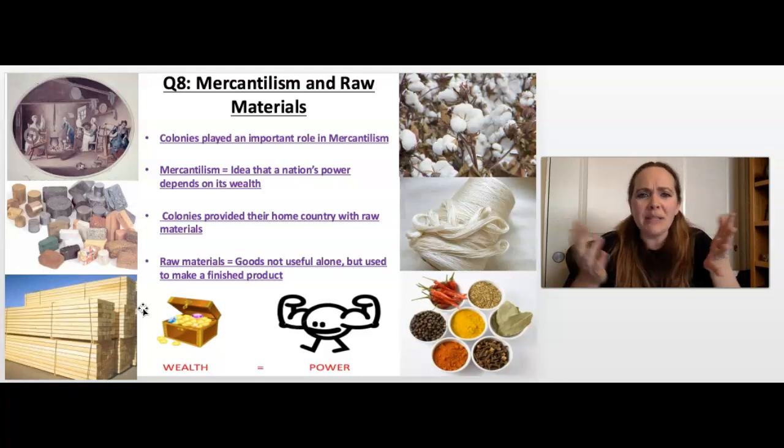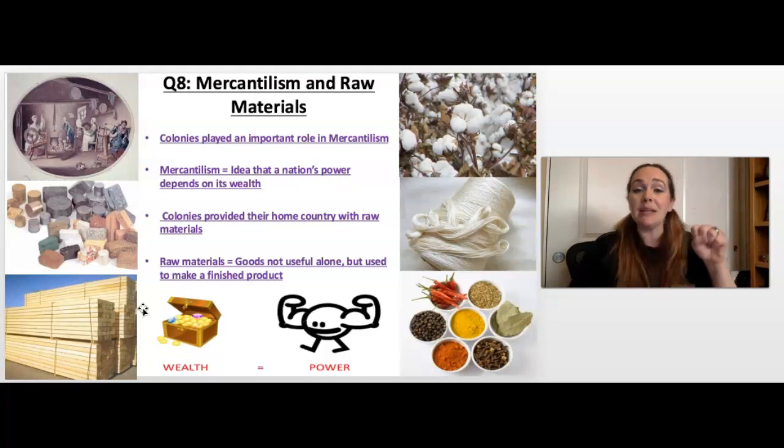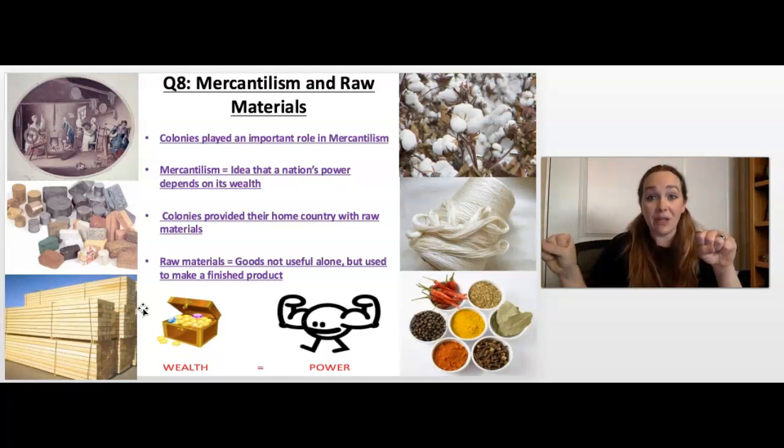Okay, so what's a raw material? Because this was something, especially in North America, that England, for example, had the 13 colonies do. Raw materials are things that by themselves are not very helpful. For example, wood. Wood all by itself, not super helpful. Cotton all by itself, not super helpful. Silk, all by itself, not super helpful. But those are raw materials. Raw materials are something that you will end up using to create a finished product.